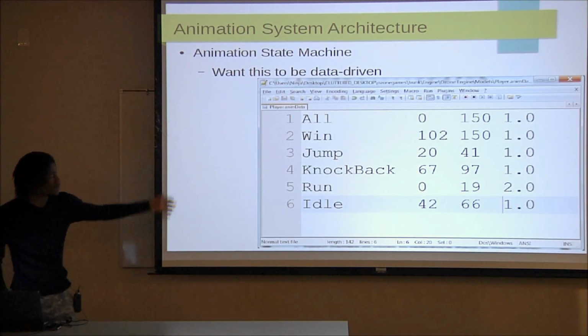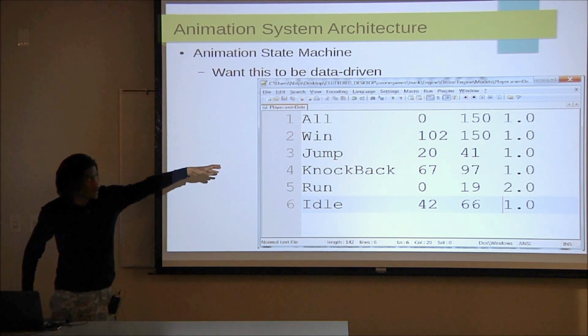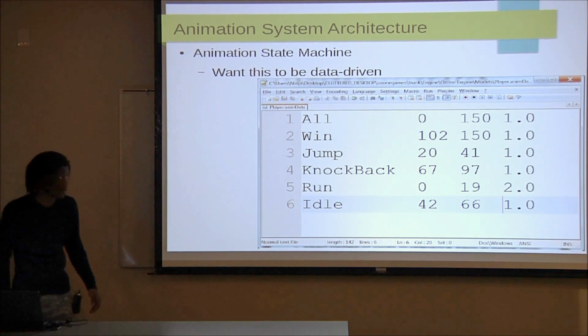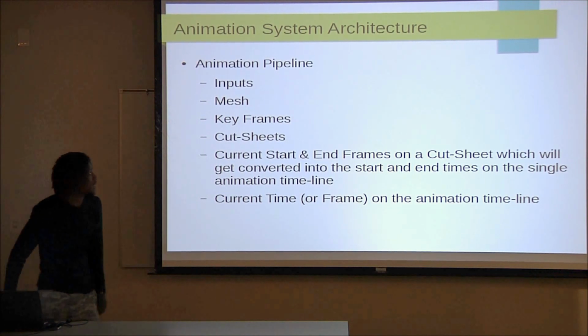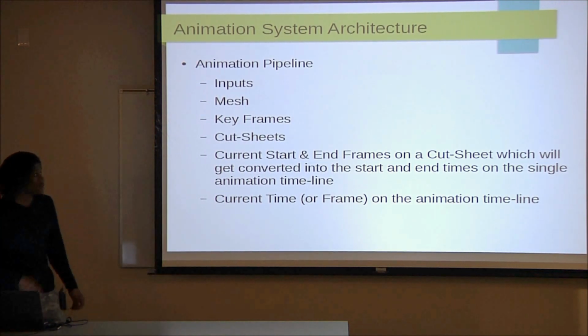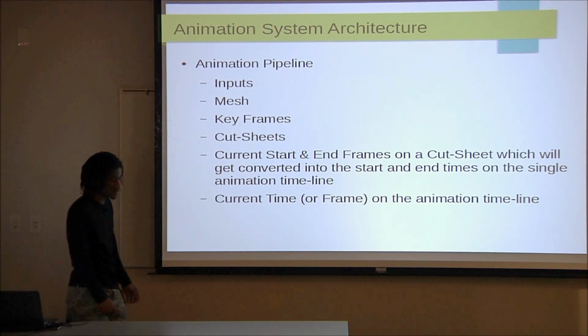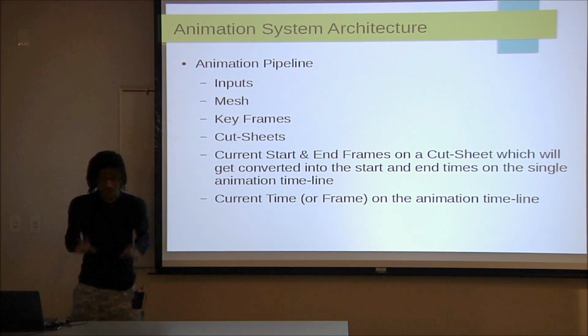It's the exact same picture. I just had the name, start frame, end frame, and then the animation speed or the time scale. And then there's your animation pipeline. This is the low level. I went backwards. This is the lowest level.